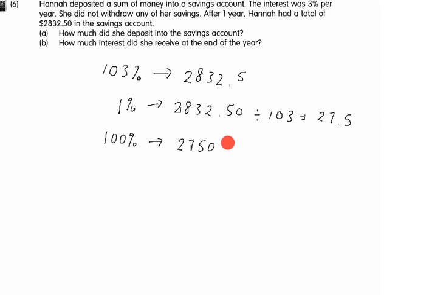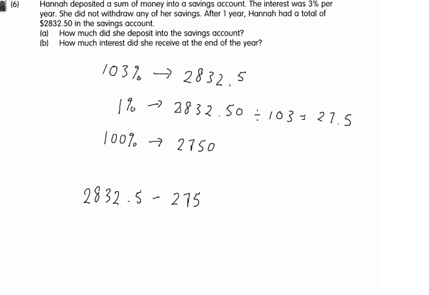Now let's look at the second part. How much interest did she receive at the end of the year? So you just need to know what she has at the end of the year, and what she has at the start of the year, yes or no? So you just need to subtract and you will know the difference. So 2832.50 minus 2750, which equals 82.50.